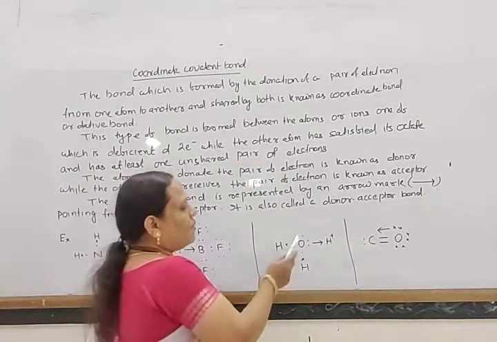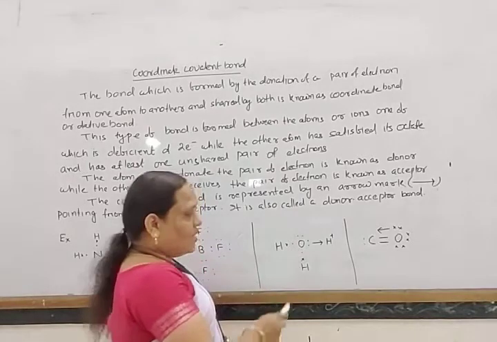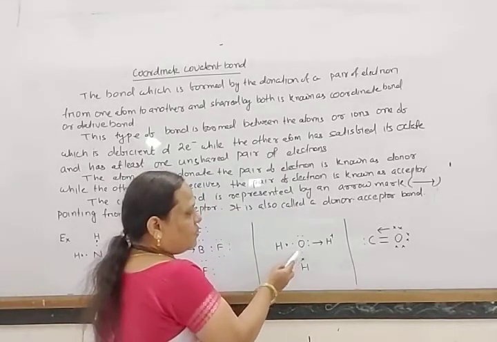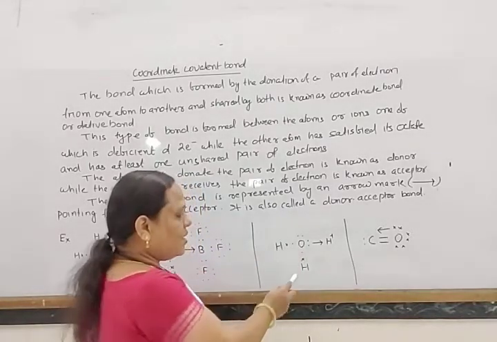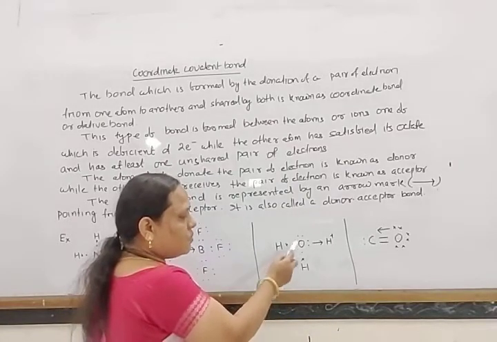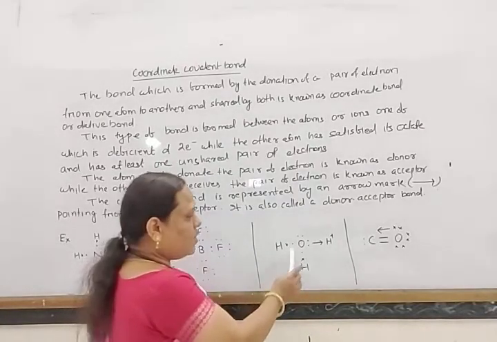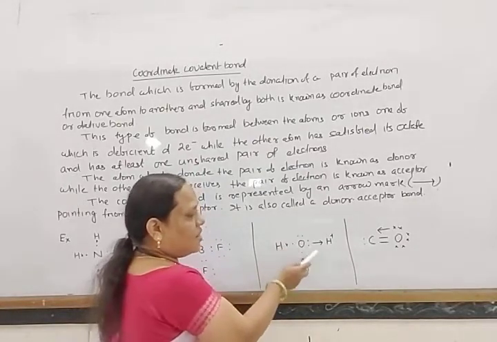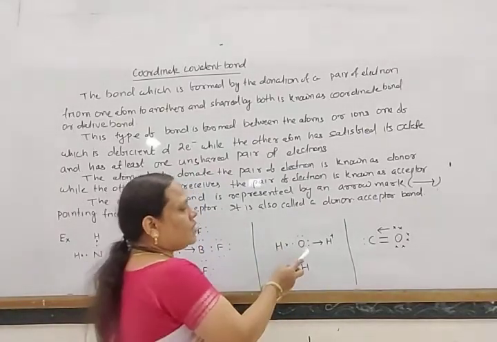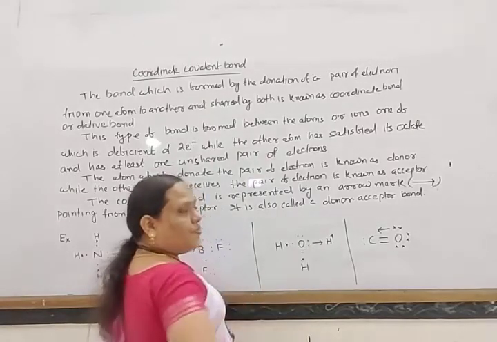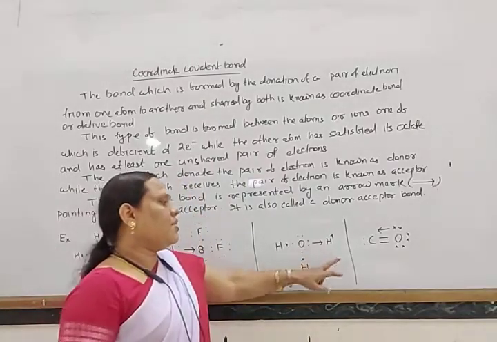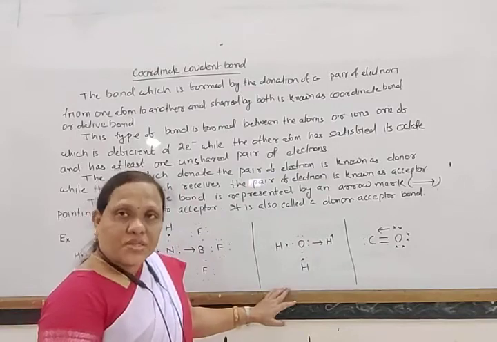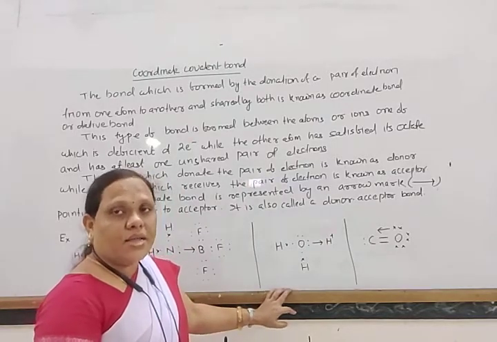Similarly, in water, oxygen has 6 valence electrons, 1, 2, 3, 4, 5, 6, given by the dotted line. It forms 2 bonds with 2 hydrogens. This is the structure of the water molecule, and it has 2 unshared pairs of electrons, and 1 unshared pair is given to the hydrogen, the H plus ion. This is the H3O plus, the hydronium ion structure.